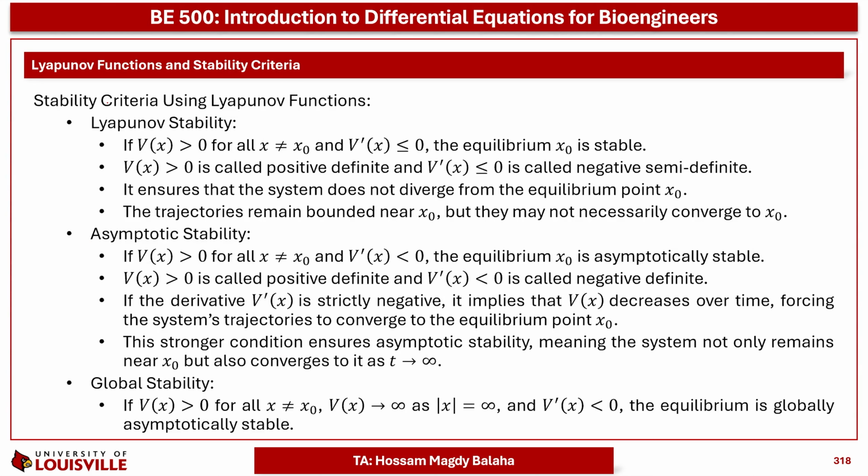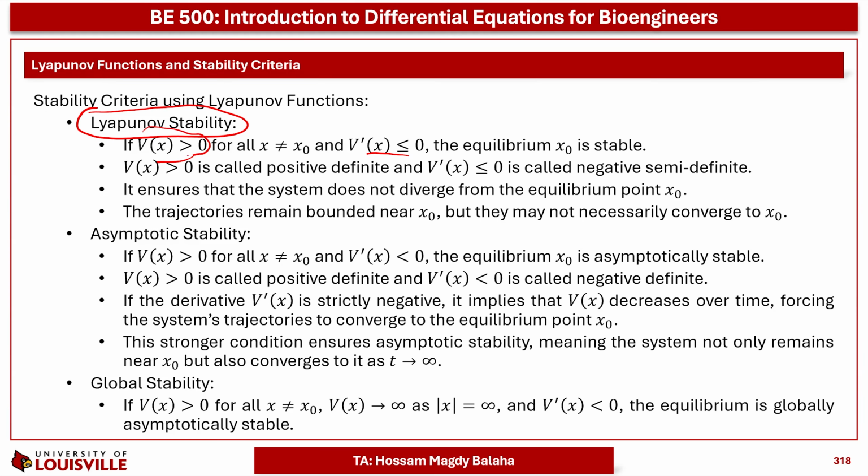criteria using Lyapunov functions. First, we have Lyapunov stability, and this happens if v of x is above 0 for all points other than x naught, and v dash of x is below than or equal 0, and the equilibrium point here is x naught. And if you find that, then it will be called Lyapunov stability.